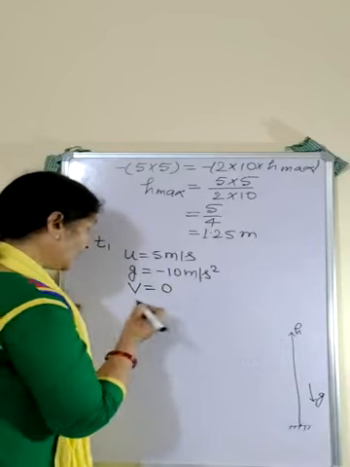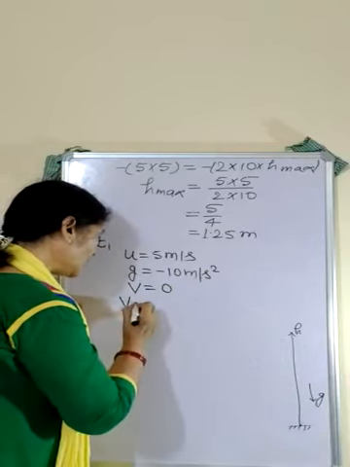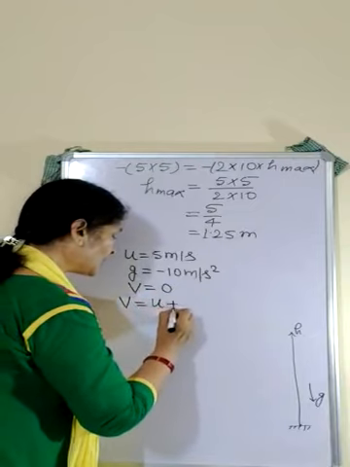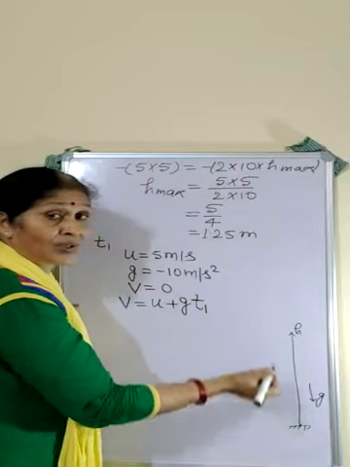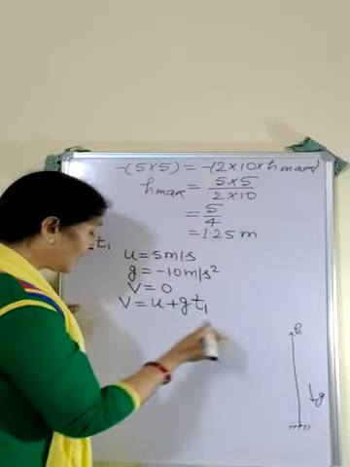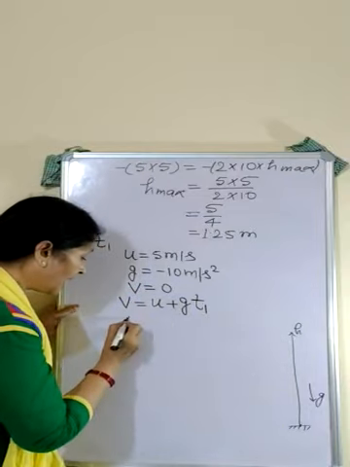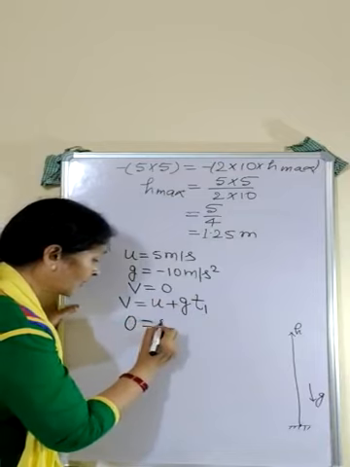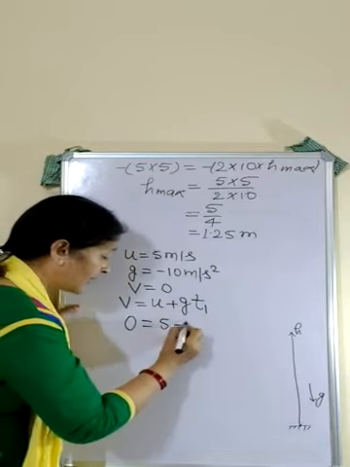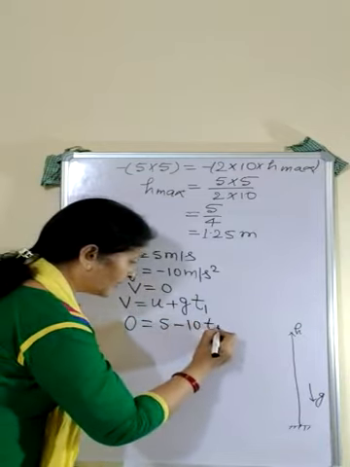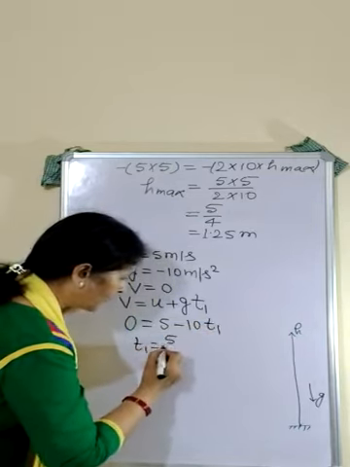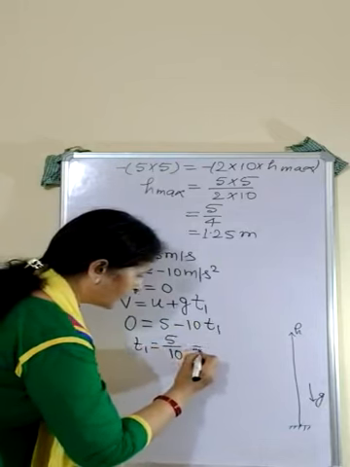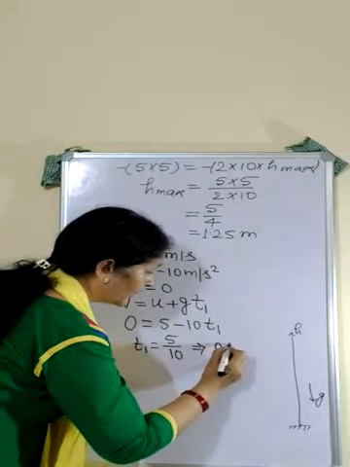Now we will use the formula v is equal to u plus gt to find the time taken to attain the maximum height. Now put the values. 0 is equal to 5 minus 10 t1, and t1 is equal to 5 by 10. This implies t1 is 0.5 second.